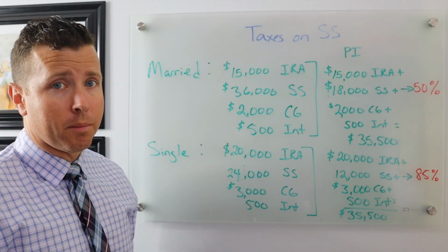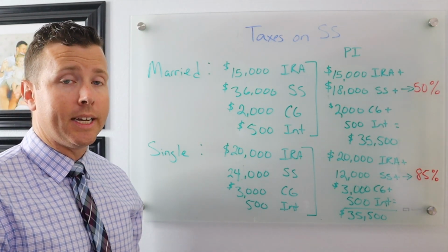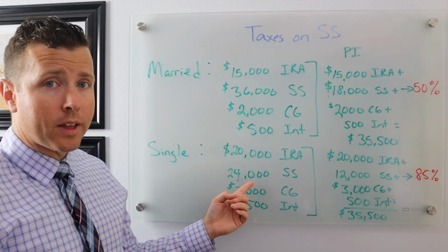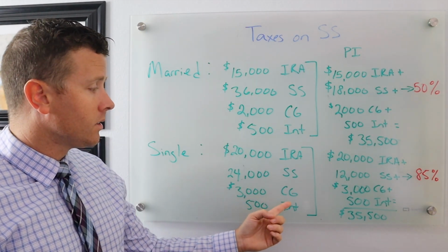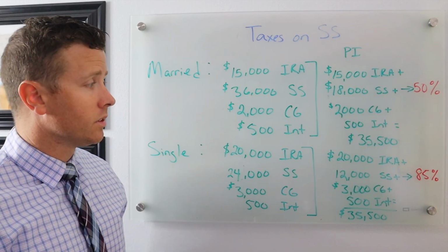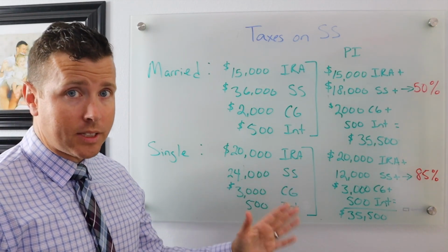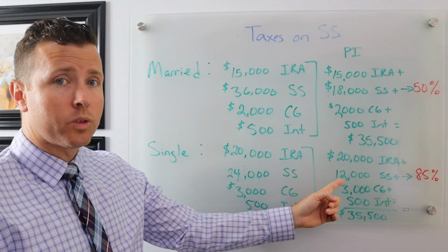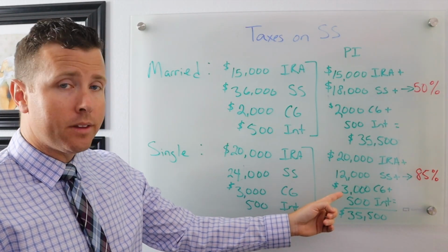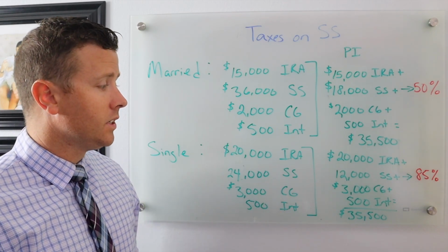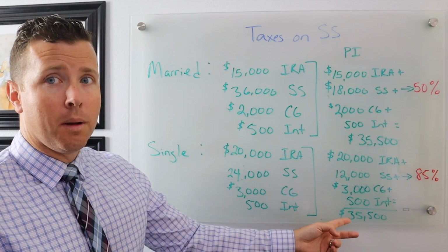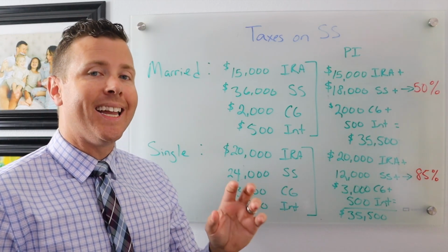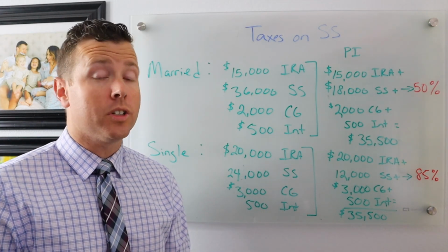So let's look at a single filer. We're going to get the same provisional income number, but I want to show you how the calculation of their Social Security is going to be different. So we've got $20,000 in an IRA distribution. We've got $24,000 in total Social Security, $3,000 in capital gains, and $500 in tax-free interest. So for this single individual's provisional income, $20,000 in IRA distribution, $12,000, which is half of their Social Security benefit, $3,000 in capital gains, and $500 in tax-free interest. $35,500, same figure. But as you can see, 85% of their Social Security is now being used in the calculation of their taxes just because they're single.